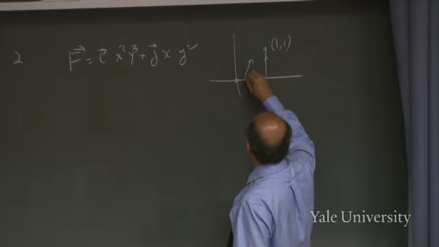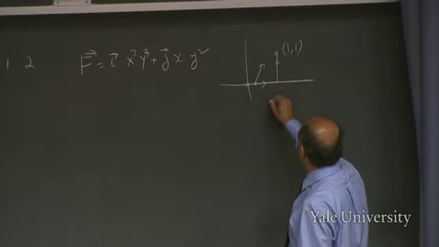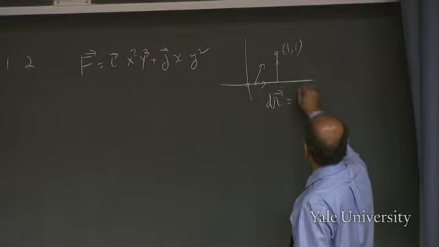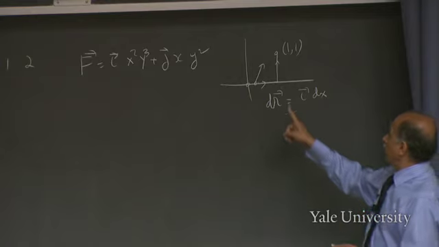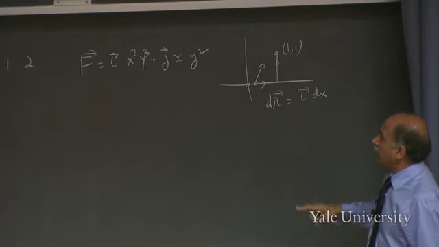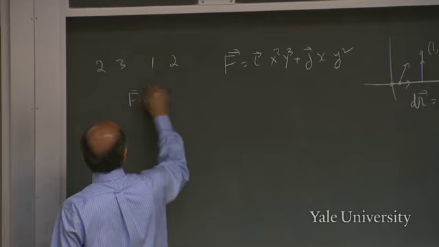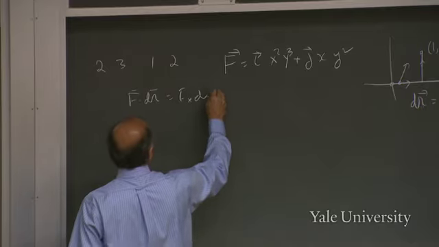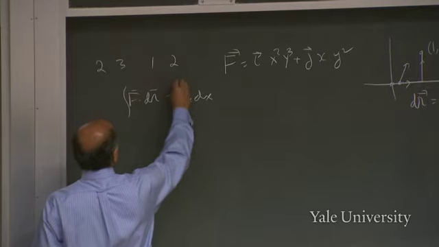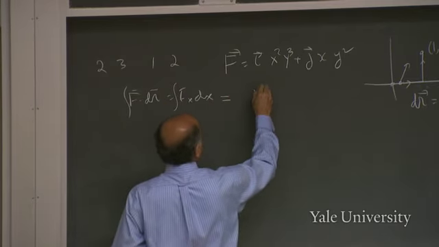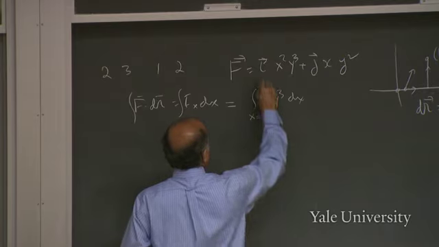It may be pointing like that at this point. That's F. That's given. But now when I'm moving horizontally, my displacement dr has only got a dx part. I hope you see that. Every step I move, there's no dy in it. It's all horizontal. So F dot dr just becomes Fx dx, because there is no dy when you move horizontally. So when you do the integral, you have Fx dx. Fx happens to be x squared y cubed dx, x going from 0 to 1.